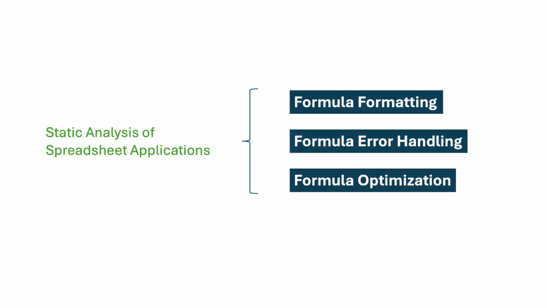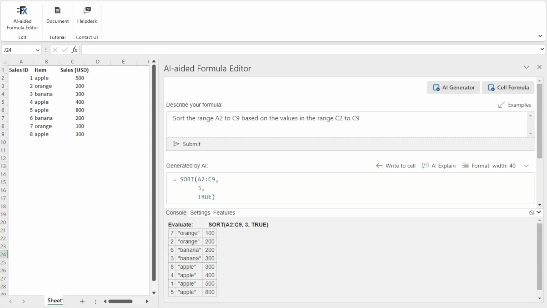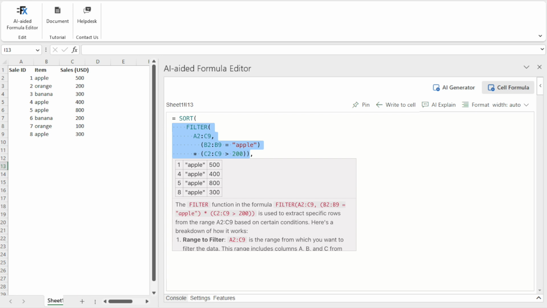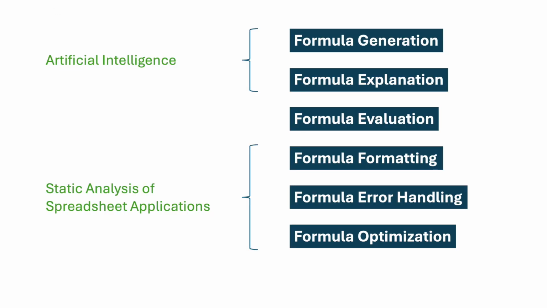Until then, these features, along with formula error handling introduced in later versions, were powered by a technique called static analysis of spreadsheet applications rather than AI. With the rise of large language models, we introduced AI-powered features to the editor, namely formula generation and explanation, and launched the AI-aided formula editor in the Microsoft Office Store in January 2023. Today, AI Formula Editor is widely adopted by professionals and companies across industries, introduced in universities, and steadily growing in popularity. Try it out and see how it transforms the way you work with formulas and spreadsheets.